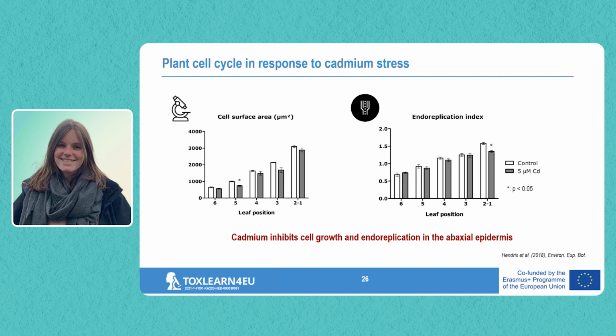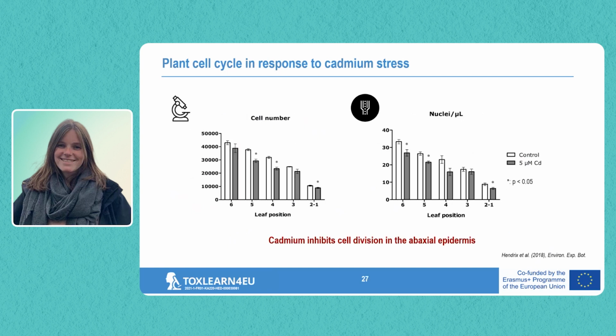Then using flow cytometry, I also determined the endoreplication index because this could be linked to cell size. And here indeed, I also saw a similar trend, so slightly lower values after cadmium exposure, which was significant in the oldest leaf pair. So we could see that cadmium indeed inhibits both cell growth and endoreplication in the epidermal cells, so these puzzle-shaped cells.